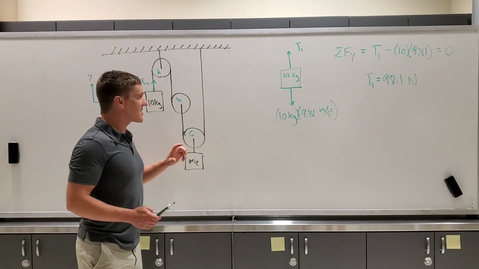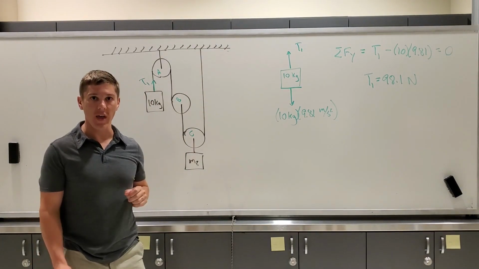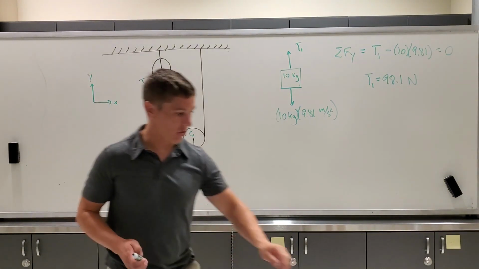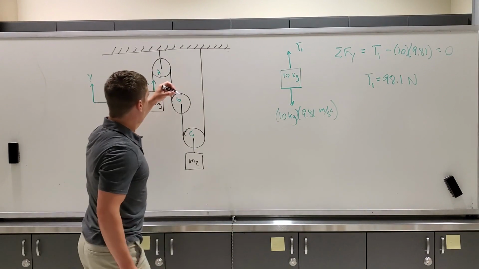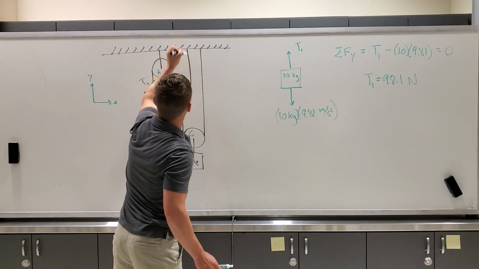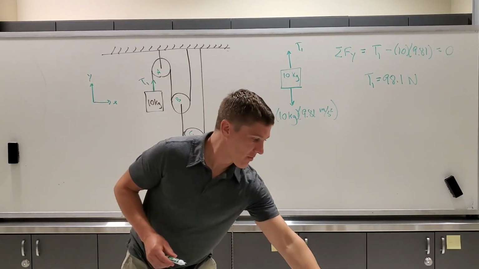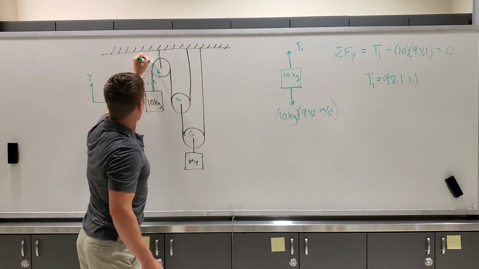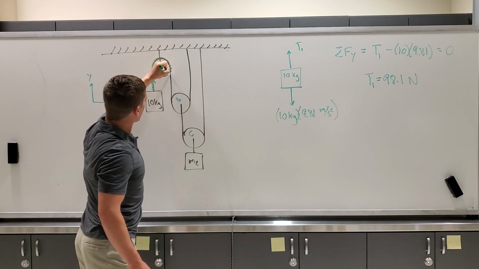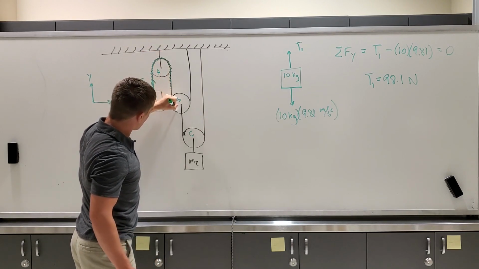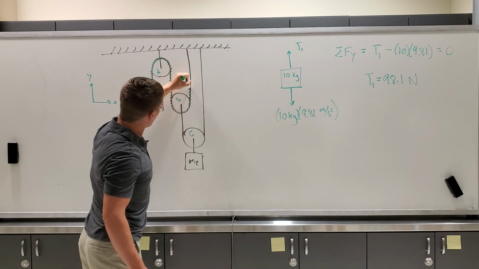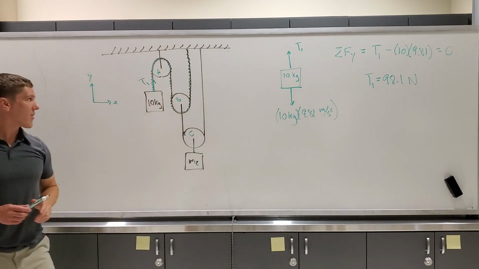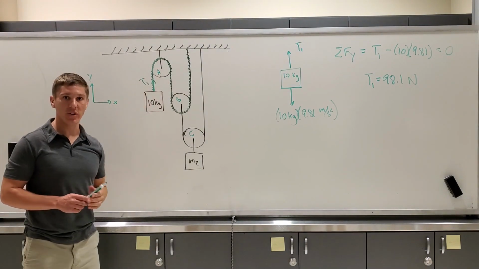The next big conceptual jump that we have to make is we have to recognize that this rope, and I didn't draw it all the way here, is continuous. This rope is continuous all the way from the top of mass 1 around pulley A, comes back down here, and then it's around pulley B, and then it comes back and connects to the ceiling. So that's all one continuous rope that wraps around pulleys A and B.